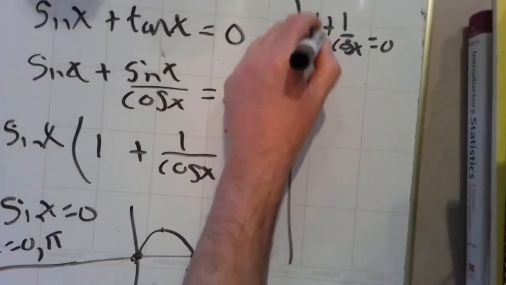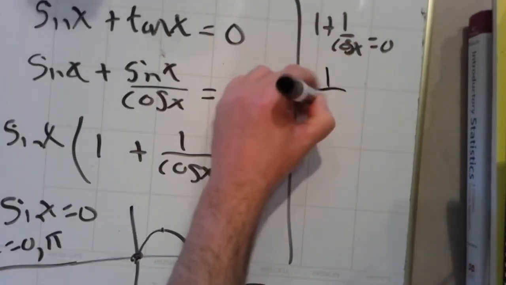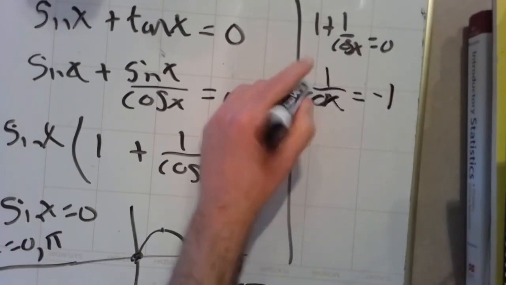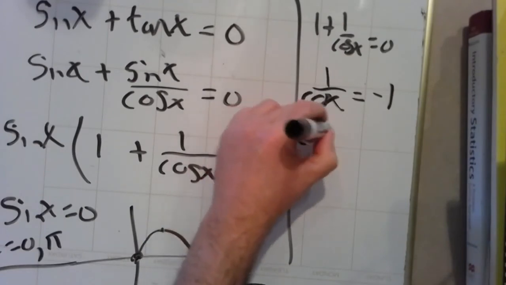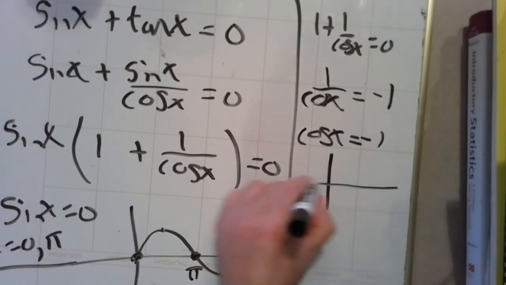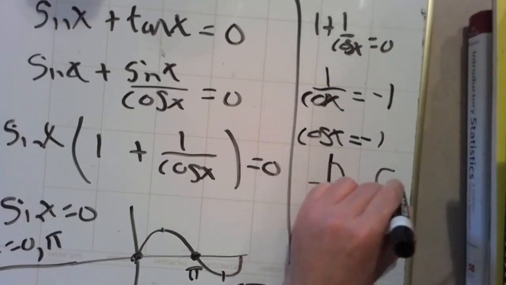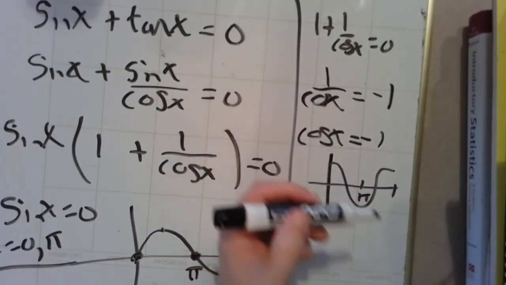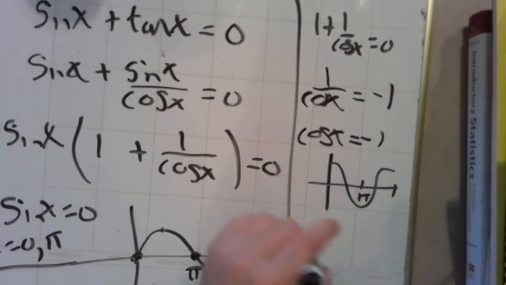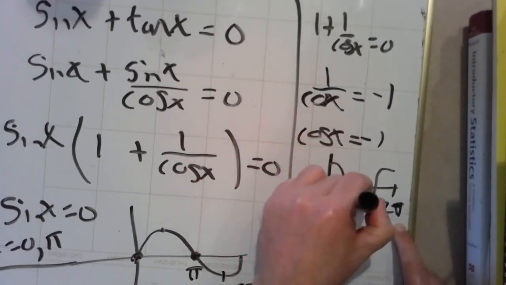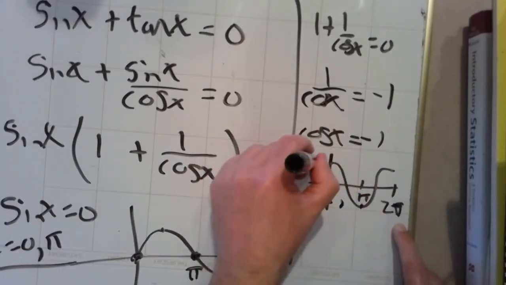This guy says if I move that, 1 over cosine equals negative 1. And I could just flip both fractions and say cosine equals negative 1. Where does cosine equal negative 1? That's right here at pi. The only time you don't get two answers out of a trig equation is at the ones and the negative ones. Between 0 and 2 pi, cosine only hits negative 1 once at pi. This says x equals pi.